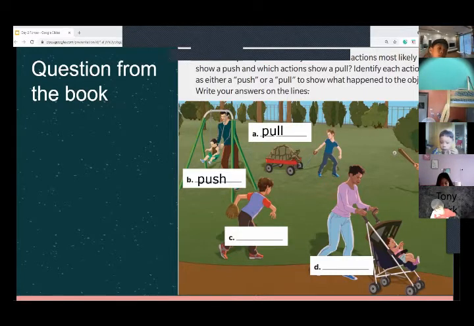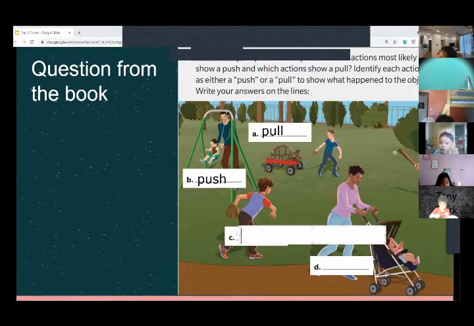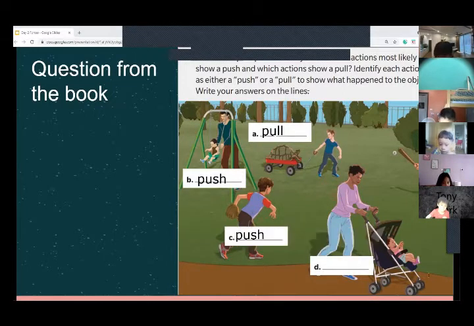How about C? He is throwing a baseball. Do you think this is a push or a pull? Push. It is a push. It's kind of like kicking a football. It doesn't seem like a push, but it would be considered a push. So this is a push.